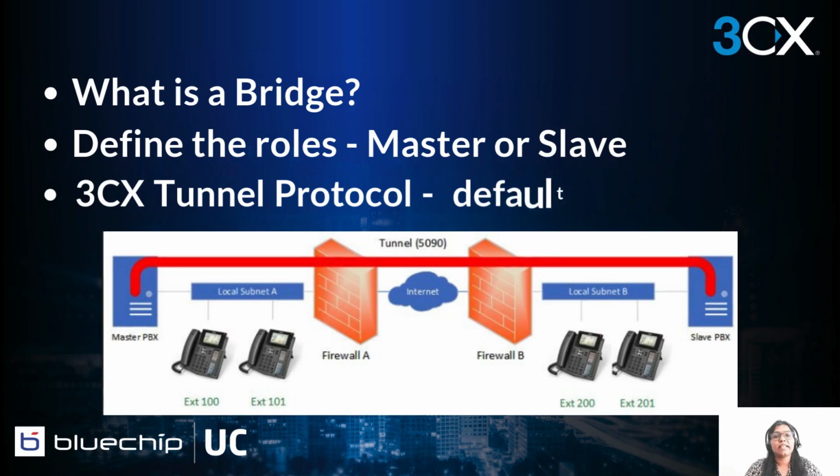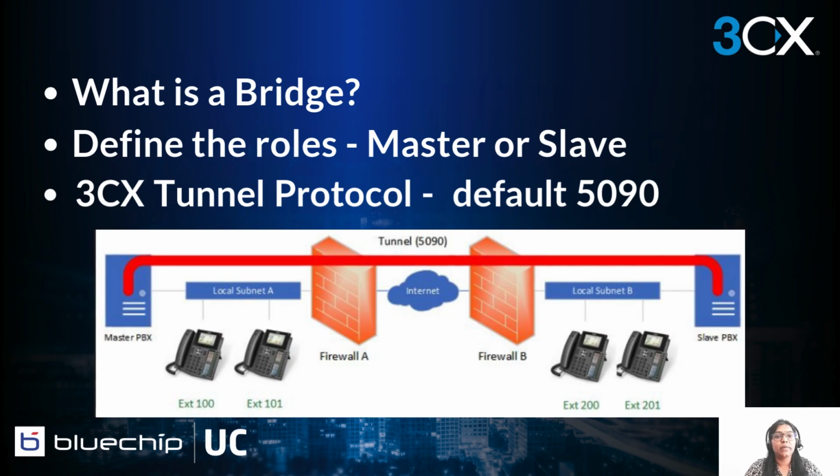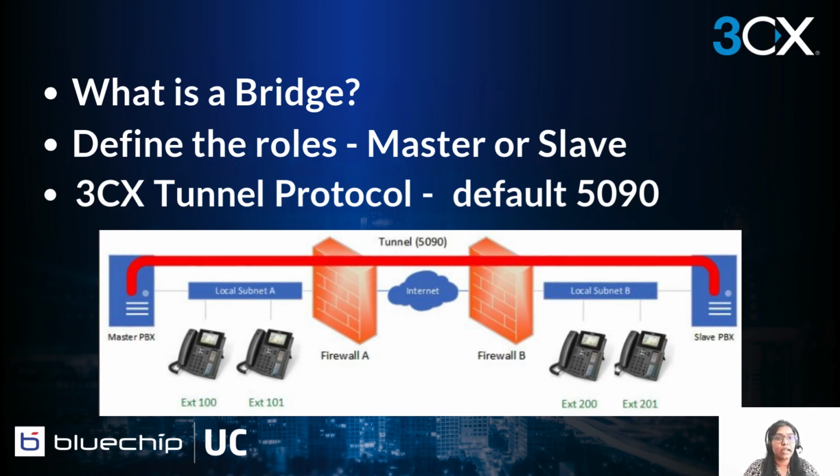So coming to 3CX tunneling, we use a tunnel protocol with port number 5090 by default, and through that we send RTP and SIP information between two systems to secure the connection between them. And this makes it easier for the firewall to allow the traffic to pass through.